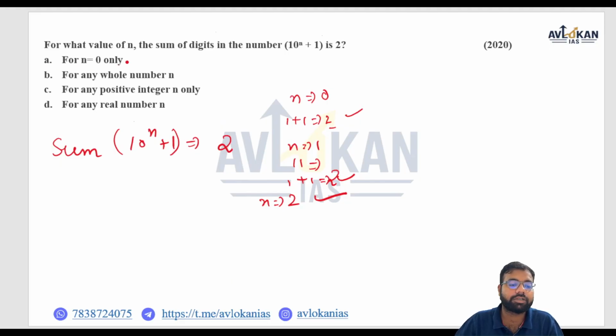So for n equal to 0 only? No, we see 1 and 2 also. For any whole number n, yes, we can say that, because we have included 0, 1, 2 and everything. So this can be my option.